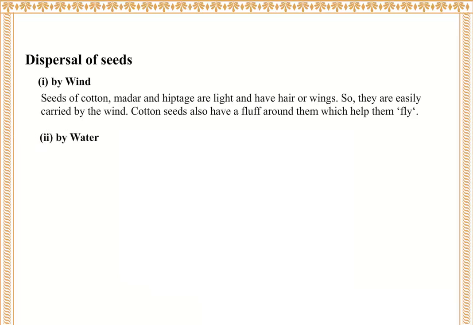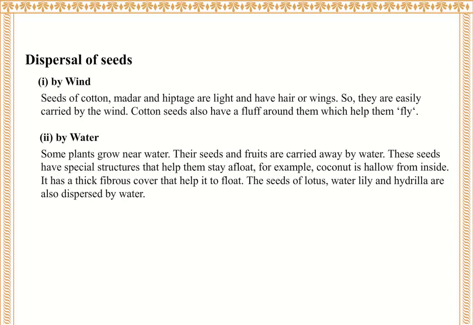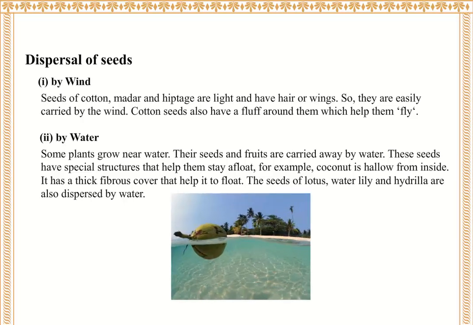2. By water. Some plants grow near water. Their seeds and fruits are carried away by water. These seeds have special structures that help them stay afloat. For example, coconut is hollow from inside. It has a thick fibrous cover that helps it to float.